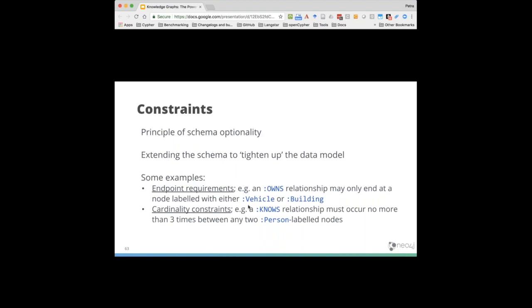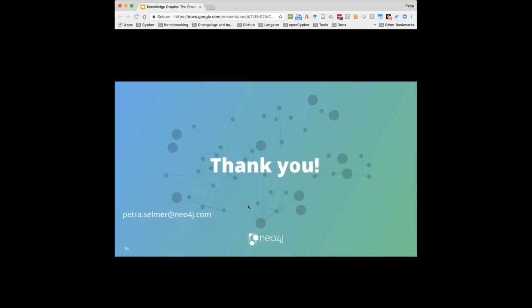What we are looking at, and this is just some examples, there are many more, is things like endpoint requirements. We'd have the requirement that, say, an owns relationship can only ever end at a node labeled with either vehicle or building. So it can't ever end at, say, a shopping center or something like that. And also cardinality constraints. For example, between any two person-labeled nodes, you can have 0, 1, 2, or 3 relationships, but not more than that. And as I said, there are a couple of other things we're looking at as well.